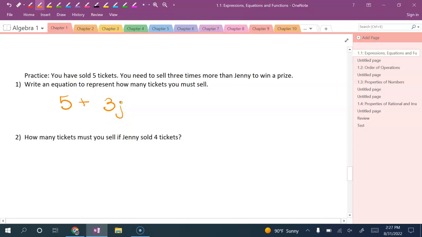Now, if she sold 4 tickets, so for the second half of this problem, what I could do is take 5 plus 3 times 4, like that. And that would be 12 plus 5, so you're at 17 tickets.